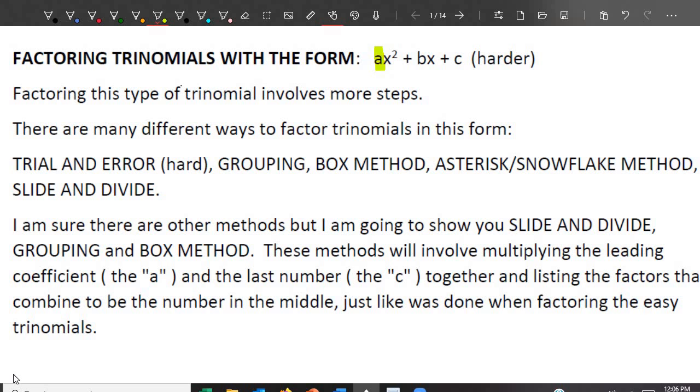Now, all of these methods will involve multiplying the first number, which is the A, times the last number, which is the C. Once we multiply those two numbers together, we're going to list out their factors and find a pair that equals the number in the middle, just like in the videos with the easier trinomials.